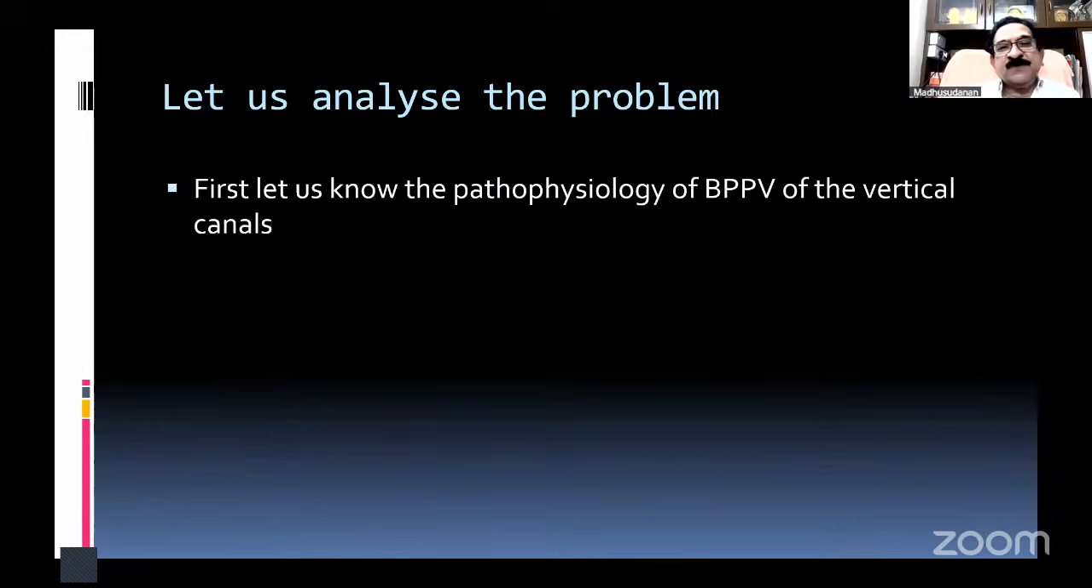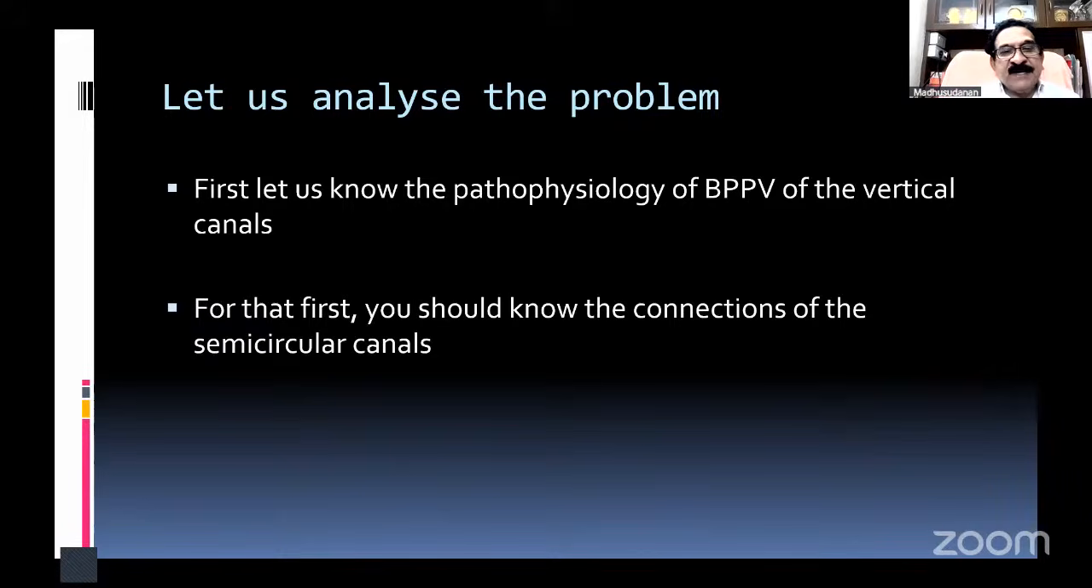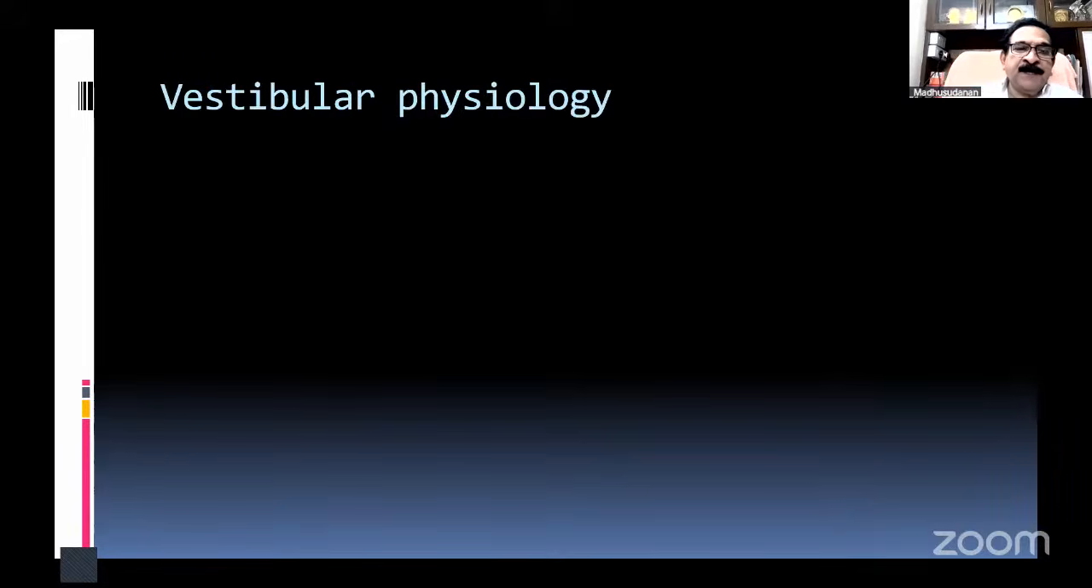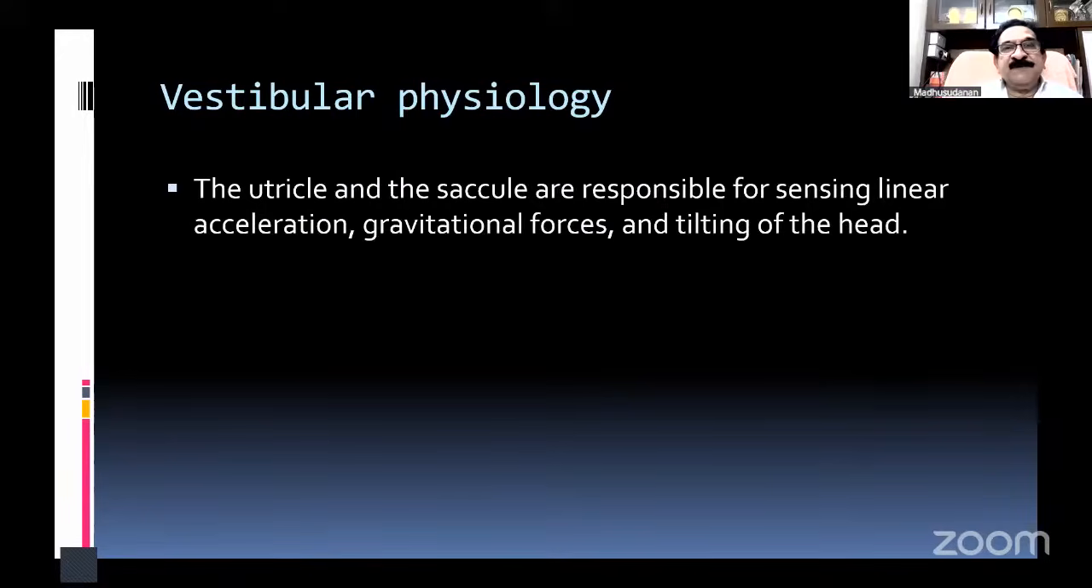Now let us first know the pathophysiology of BPPV for the vertical canal. This is for the juniors. For that, first you should know the connections of the semicircular canal. It is better to recollect our old neurology teaching and learning of these canals, so as to better understand the pathophysiology of BPPV. Then a little bit about the vestibular physiology.